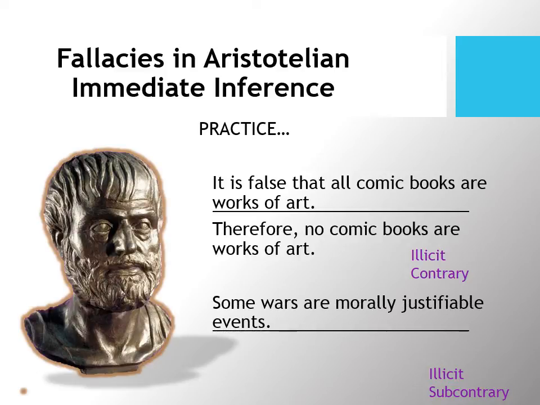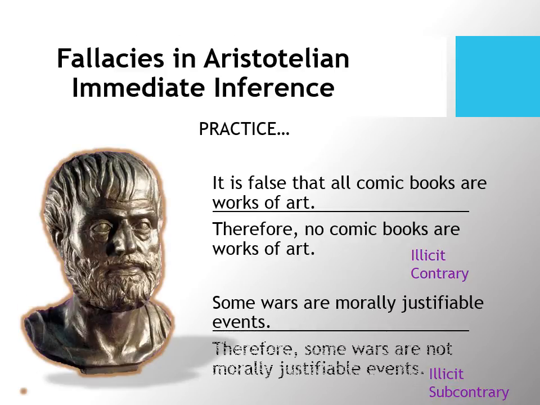And similarly, if some wars are morally justifiable events, does it follow from that claim alone that some wars are not morally justifiable events? Notice the person's moving from an I sentence to an O sentence. Now, we know that the sentences at the bottom of Aristotle's table can't both be false. But there's nothing that rules out both of them being true at the same time. So the move from the truth of one to the truth of the other is an illicit move, illicit subcontrary.